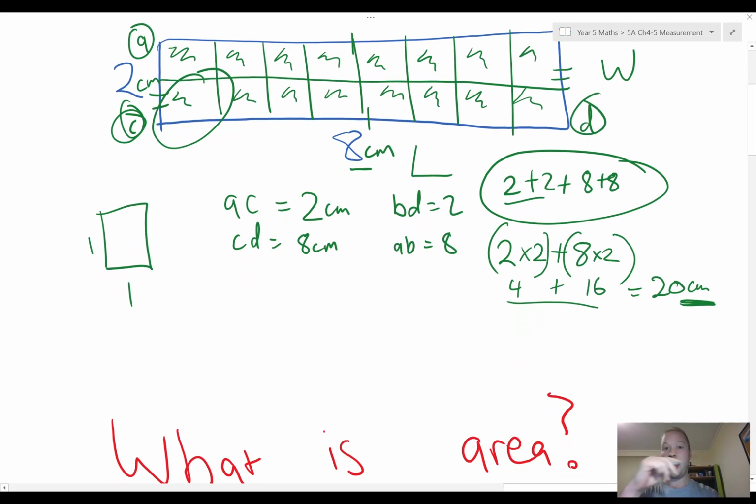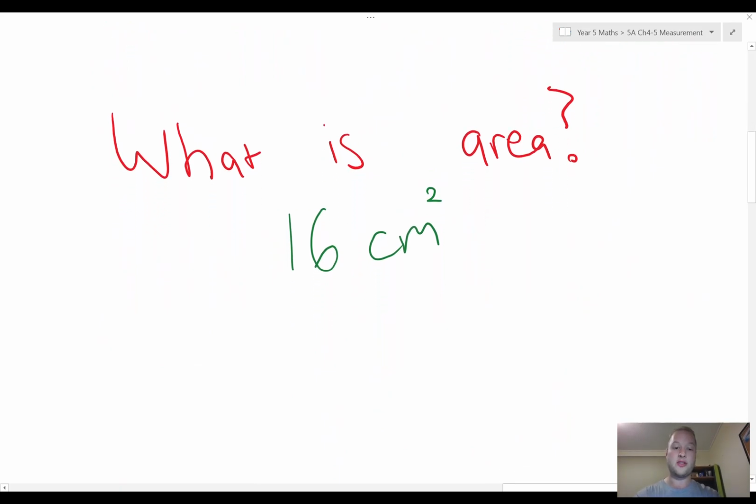So if you can't draw it up, the way of doing it is you just say the length times the width. So I had 2 times 8, and that equals 16. So hopefully that makes sense.